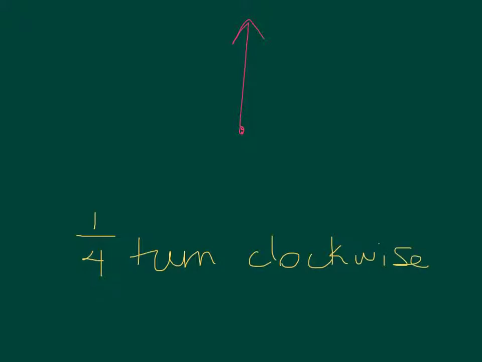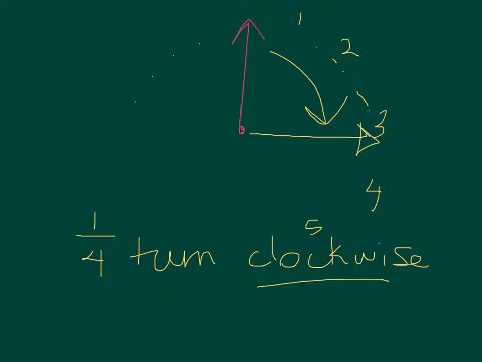You have to think, when I count on a clock, does it go this way or does it go this way? Well, clockwise, think like 1, 2, 3, 4, 5, all the way around. Clockwise goes like the clock. So if it's 1/4, it goes 1/4 of the way to here. So your second side of the angle is right here. So you've just made a right angle.